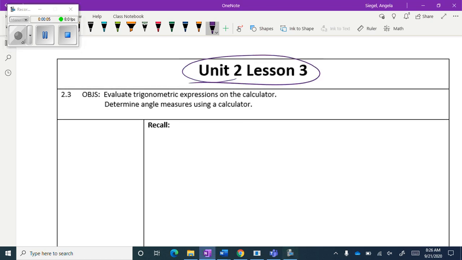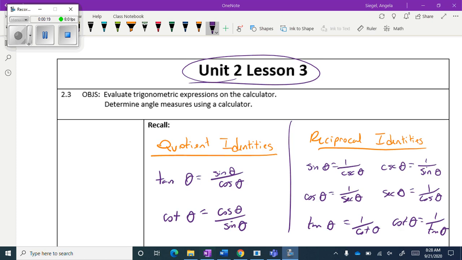We're going to be talking about lesson 3 today. So I'm going to put the quotient identities and the reciprocal identities up here. We've talked about them, but I want to explicitly start out there because we're going to really pull from those today. Okay, so take the time to write these down in your notes.